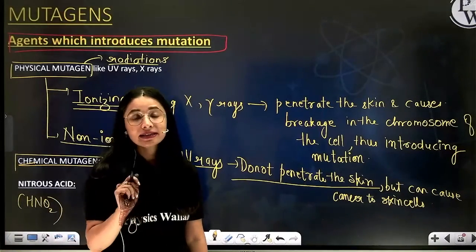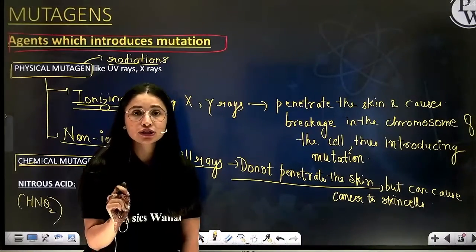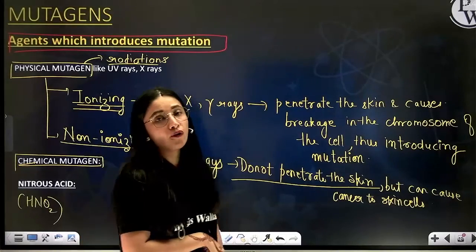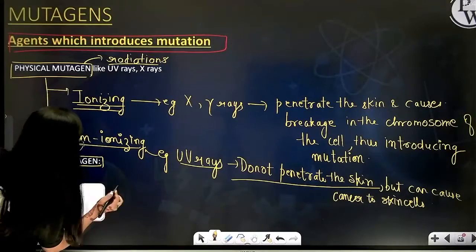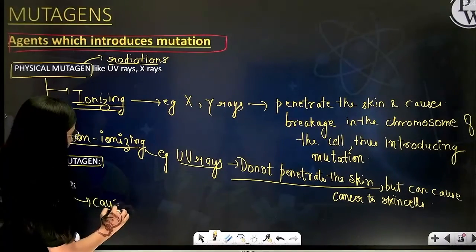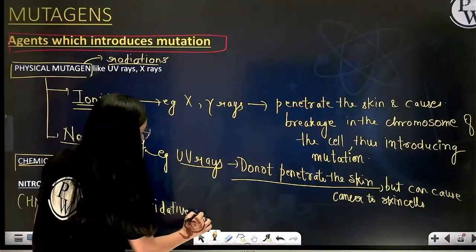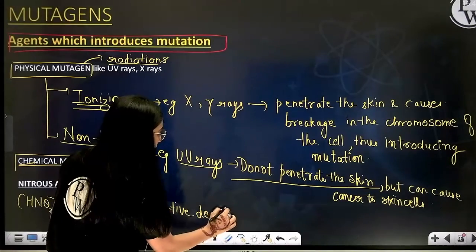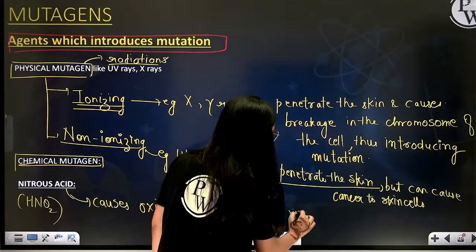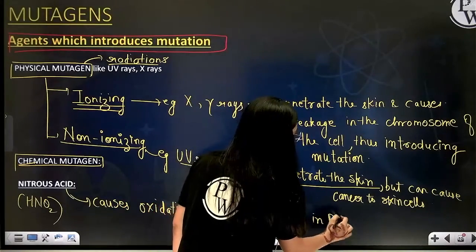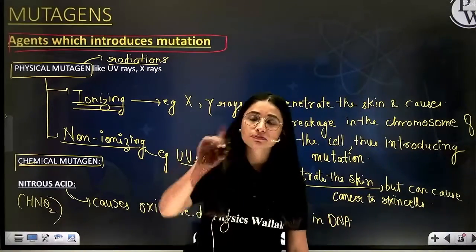These nitrous acid cause oxidative deamination of the nitrogenous bases of DNA. You just have to remember this line: nitrous acid causes oxidative deamination of nitrogenous bases in DNA, that causes mismatch base pairing. Wrong base pairing will happen.